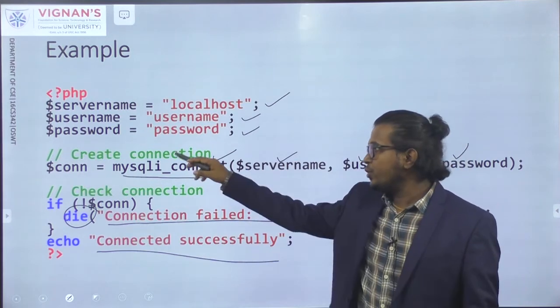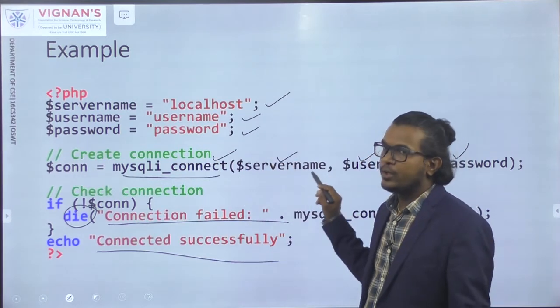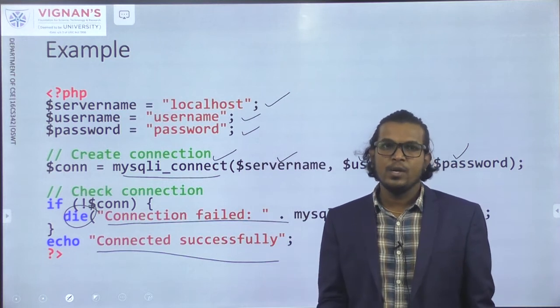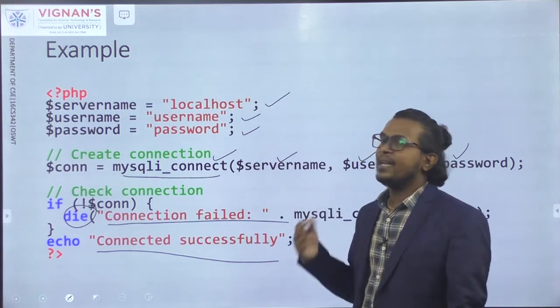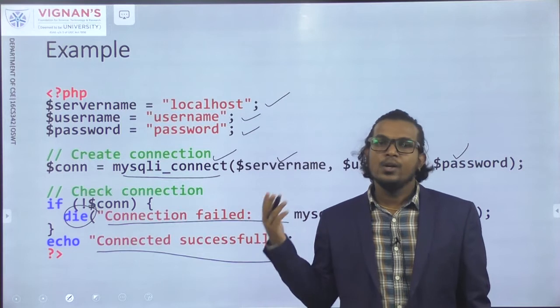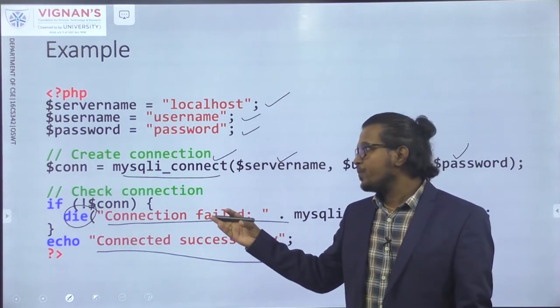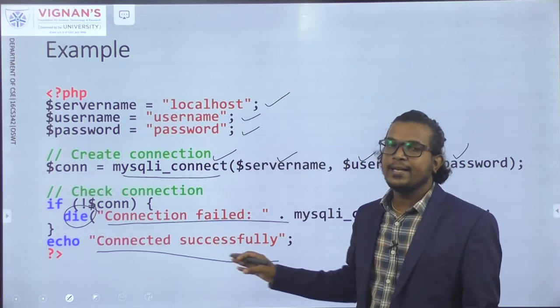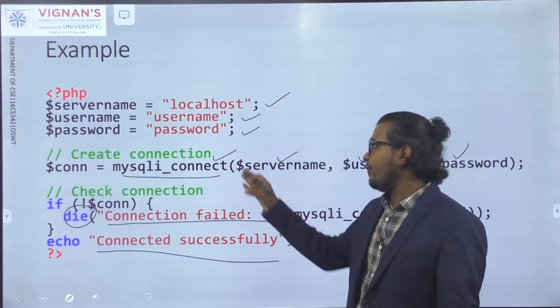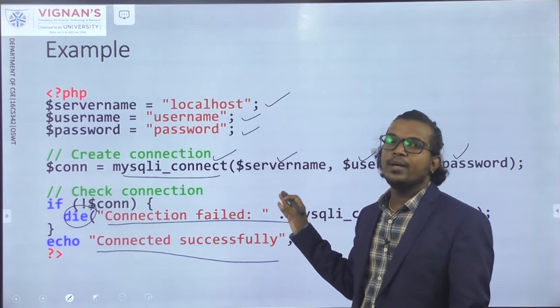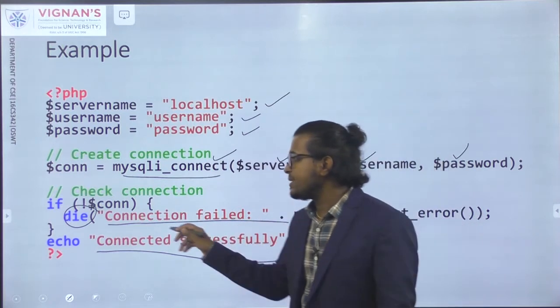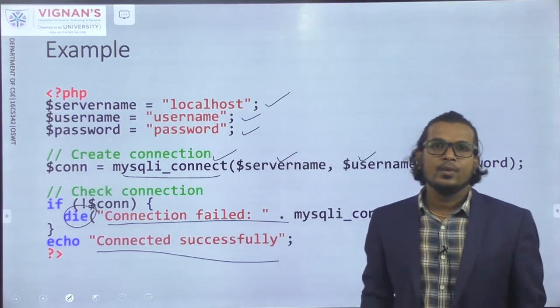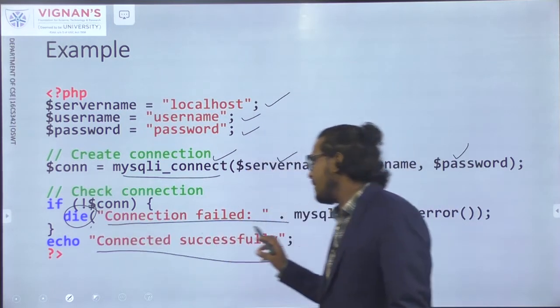Clear? So first you pass your username and password. After that you pass your database name. If the username and password and your database server IP address are correct, it will show your database connection is successful, or connected to the database successfully. If you are having any errors in your connection statement, it will display some error with the help of the die method.